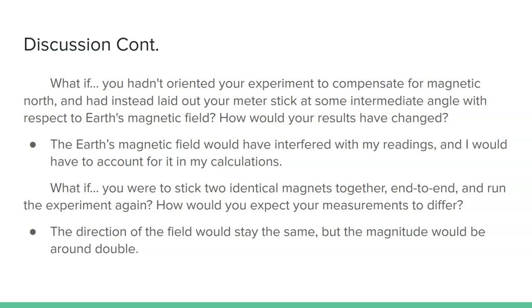But if you were to stick two identical magnets together end to end and run the experiment again, how would you expect your measurements to differ? The direction of the field would stay the same, but the magnitude would be around double.